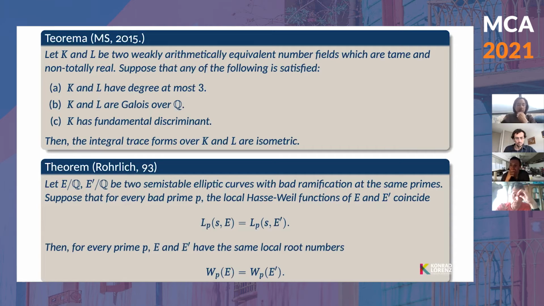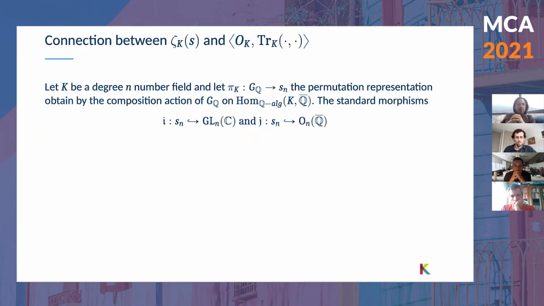You have to do a little more work when we're talking about integral trace forms, because as you know, the Hasse principle doesn't work for quadratic forms over the integers. You have to do a little more work, and that's why I'm here with the condition non-totally real. The non-totally real condition is to be able to work with these results on spinor genus of quadratic forms and the equality between isometry and spinor genus.